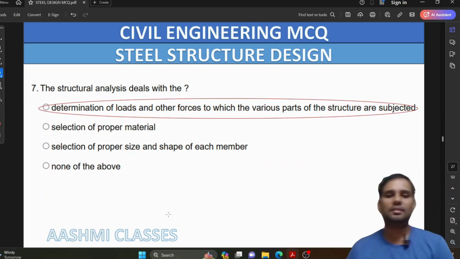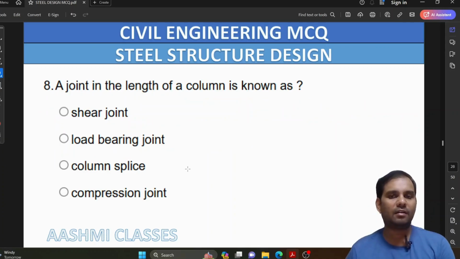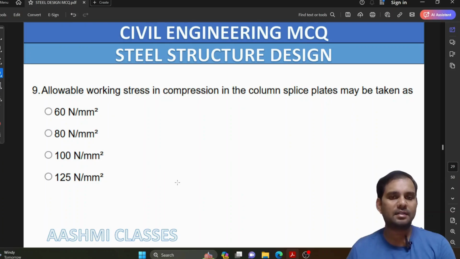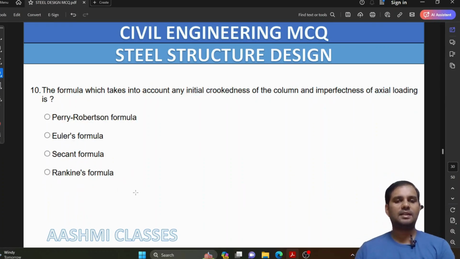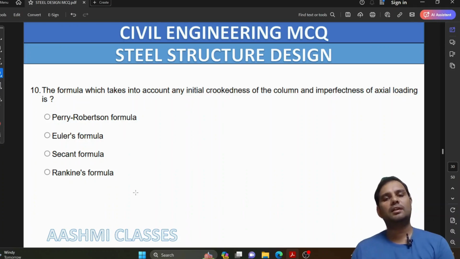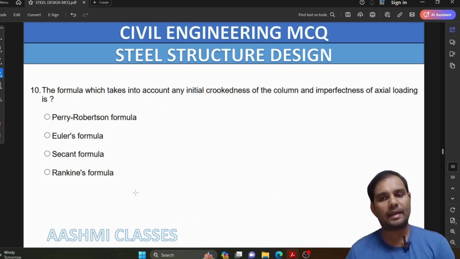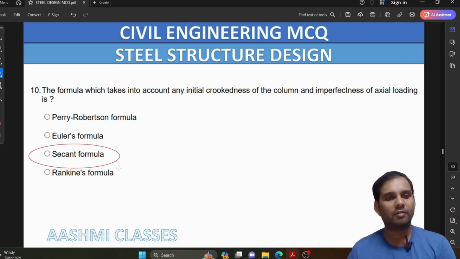The structural analysis deals with the determination of loads and other forces to which various parts of the structure are subjected. A joint in the length of a column is known as column splice. Allowable working stress in compression in the column splice plates may be taken as 125 N/mm². The formula which takes into account any initial crookedness of the column and imperfectness of axial loading is second formula.